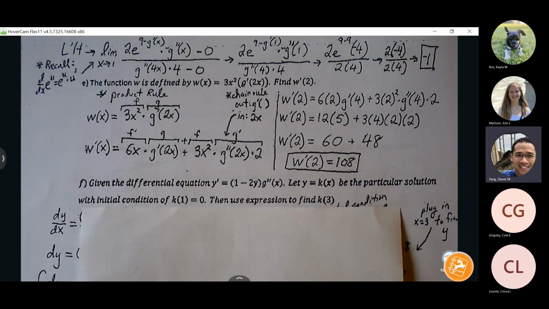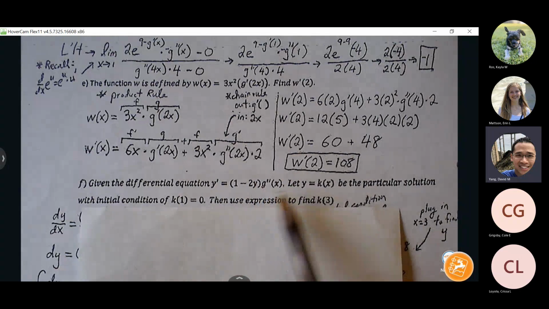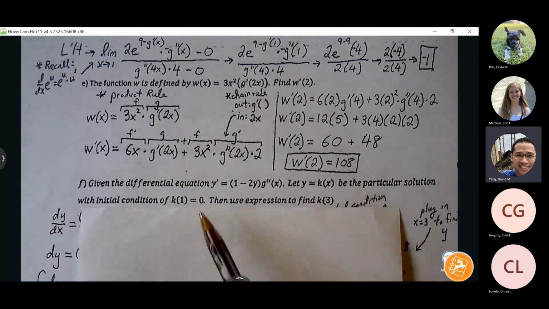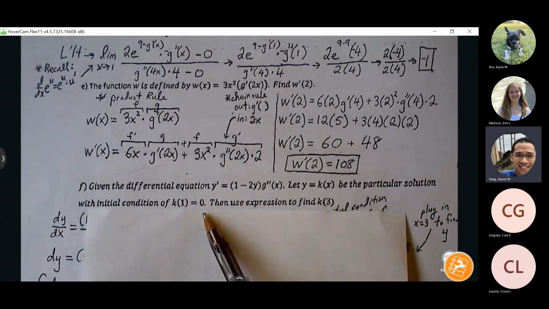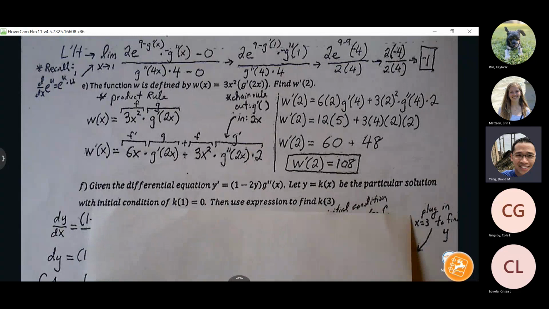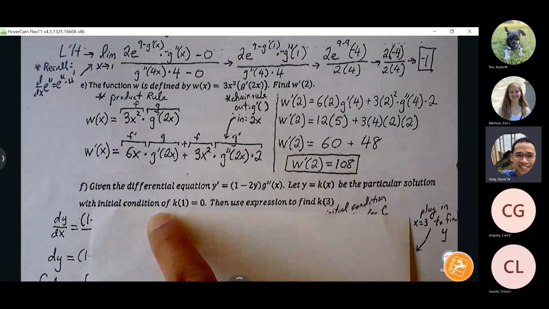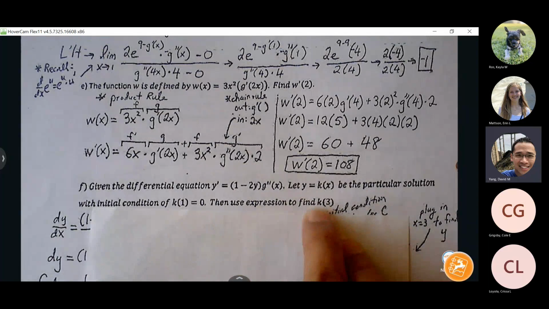Okay, part F. Given the differential equation, y prime equals 1 minus 2y times g double prime of x, let y equals k of x be the particular solution for the initial condition k of 1 equals 0. Then use the expression to find k of 3. So we're going to solve the differential equation first. We're going to solve for y. We're going to solve for c. But then after everything is said and done, we're going to use the specific function to then find a specific value at a different point.